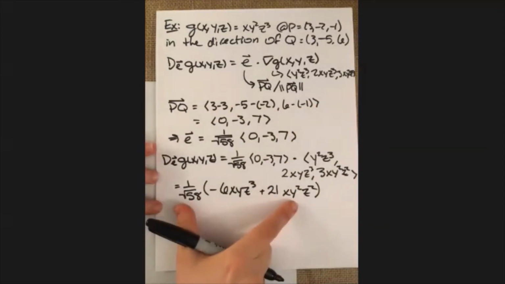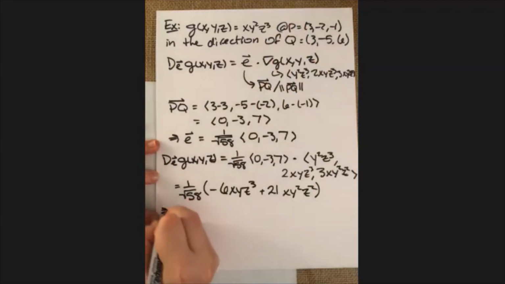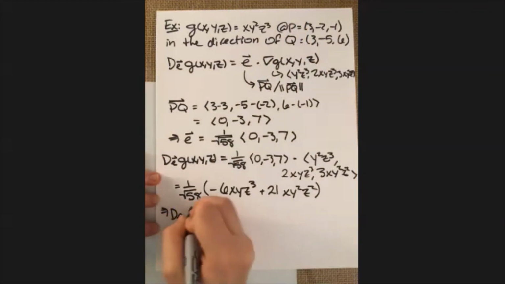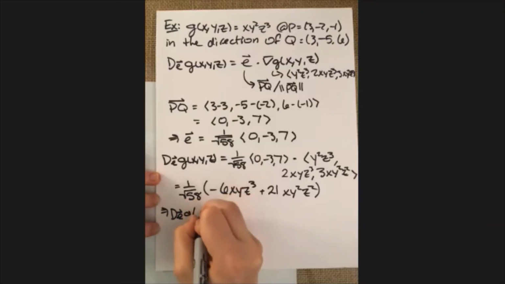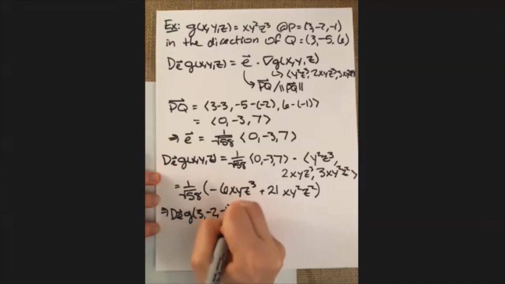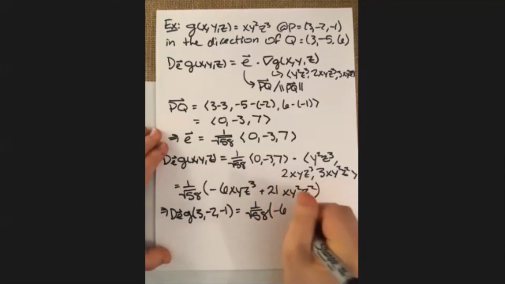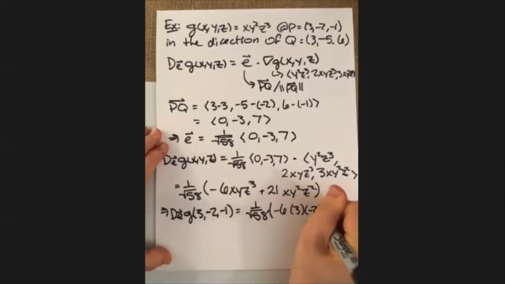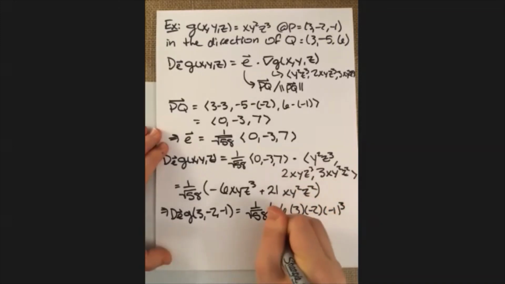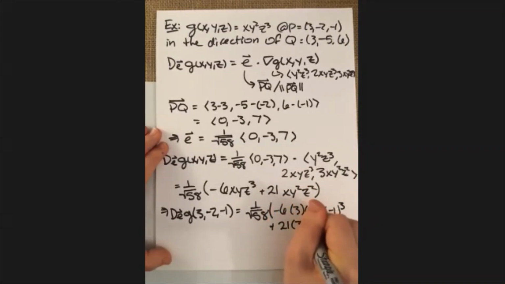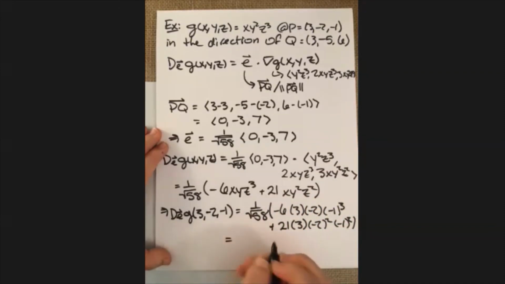Now we want this directional derivative to be based at P, so we have to plug in that point, (3, -2, -1). It's going to be equal to 1 over root 58 times (-6 times 3 times -2 times (-1) cubed, plus 21 times 3 times (-2) squared times (-1) squared). If we add all of that up, what you should wind up with is 216 divided by the square root of 58.